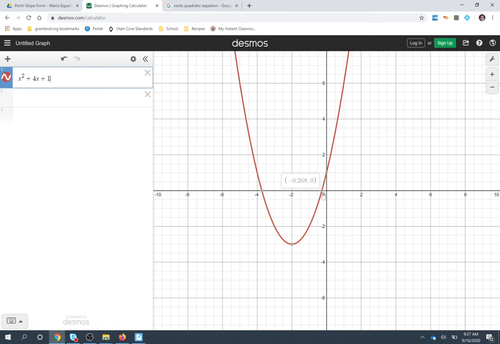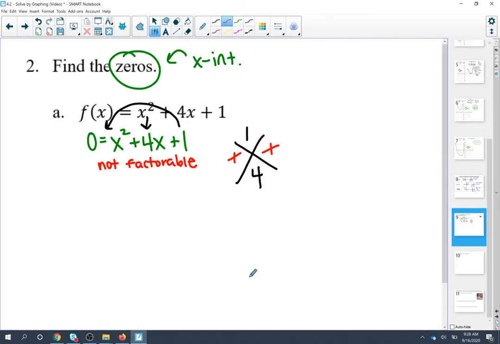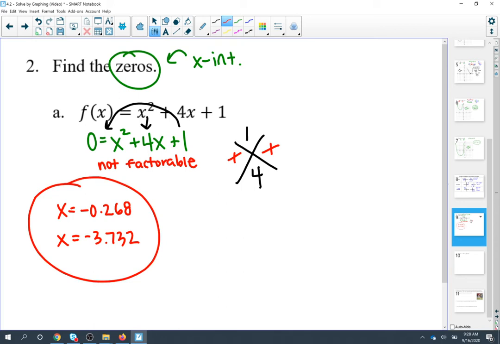So our first solution, we're going to have negative 0.268. Our second solution, negative 3.732. So back over to our paper. X equals negative 0.268. Please leave all of the decimals. Second solution, x equals negative 3.732. And those are your zeros.